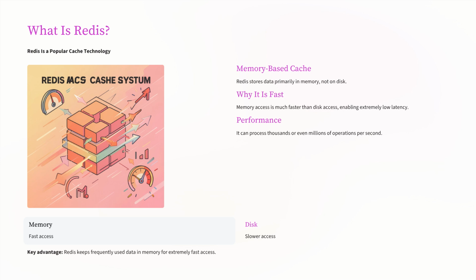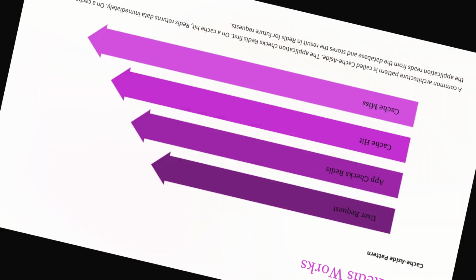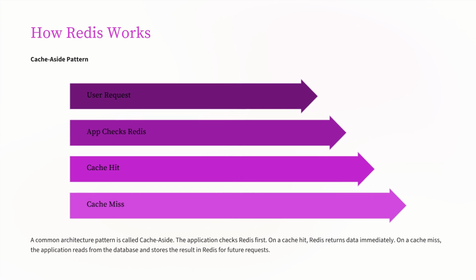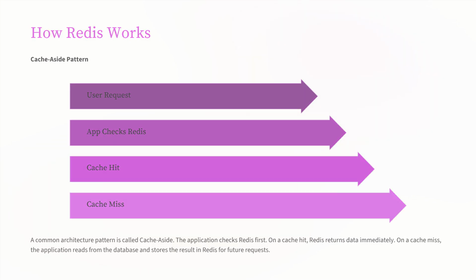A common architecture pattern is called cache-aside. When a user requests data, the application first checks Redis. If the data exists, Redis immediately returns it. This is called a cache hit. If the data does not exist, the application reads from the database and stores the result in Redis for future requests. This is called a cache miss. Over time, most requests are served directly from Redis.